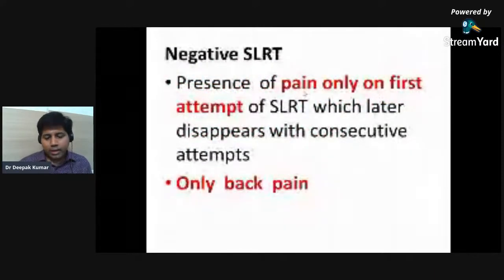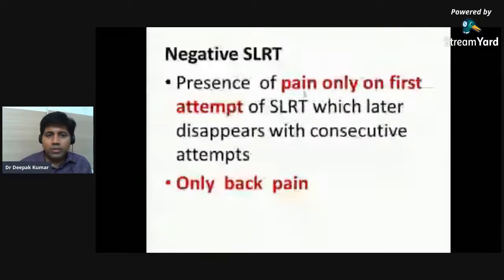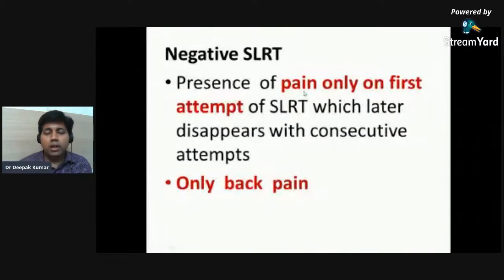Now, I am again reinforcing what is a negative straight leg raising test. Presence of pain on the first attempt of straight leg raising, which later disappears with consecutive attempts, is not a positive straight leg raising test. As I said, it has to be reproducible. 100 times you lift, 100 times there has to be pain. So what condition can cause this?